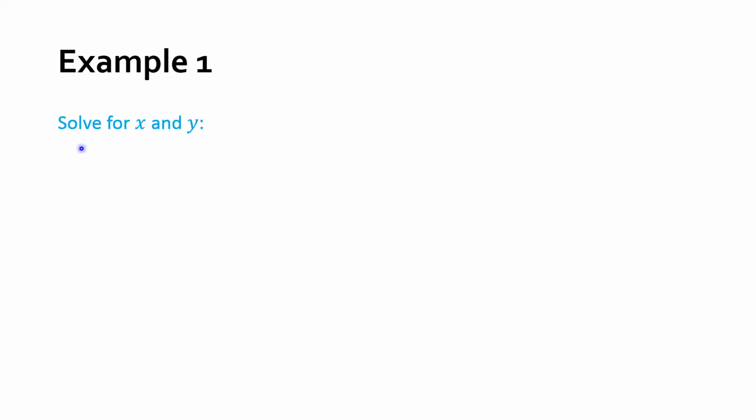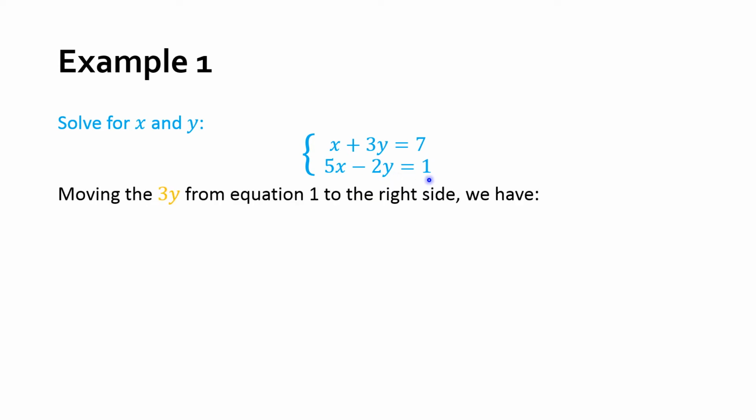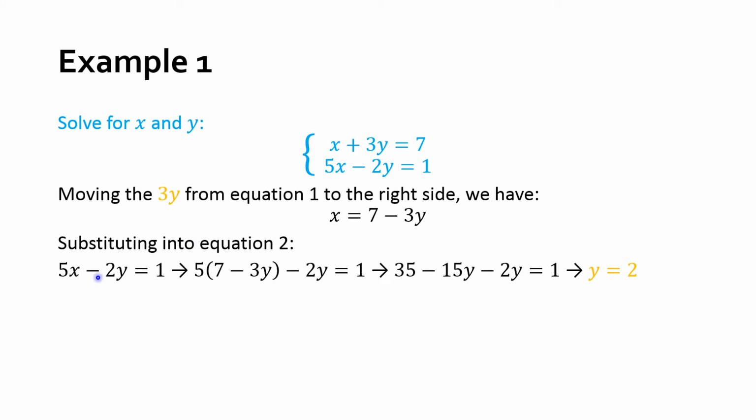Example 1. Solve for x and y. x plus 3y is equal to 7 and 5x minus 2y is equal to 1. Moving the 3y from equation 1 to the right side, we have x is equal to 7 minus 3y. Substituting this into equation 2, we have 5x minus 2y is equal to 1, which is the original equation 2, and that is equal to 5 times (7 minus 3y) in brackets minus 2y, because x is equal to 7 minus 3y, and that's equal to 1.